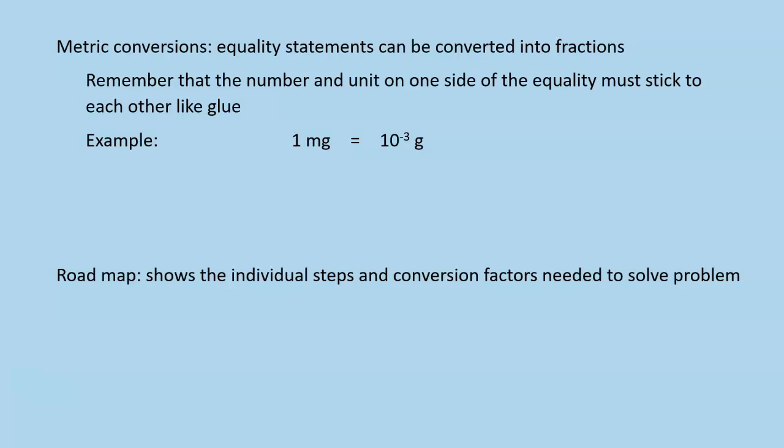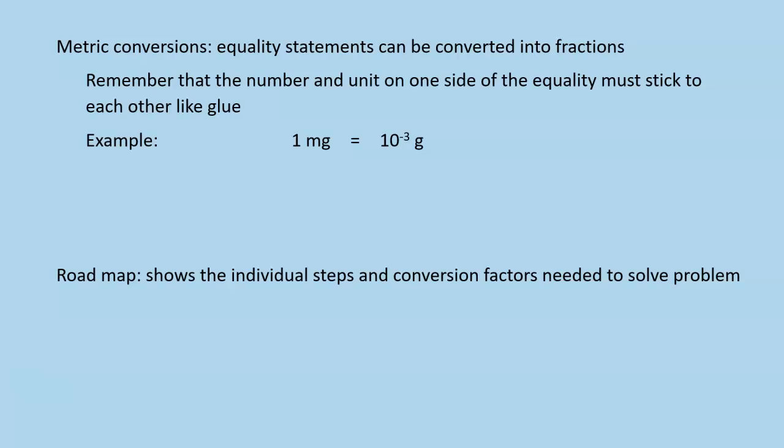Now, the next thing we're going to talk about is how to convert between a prefix and the base unit. To do that, we want to take a second to talk about conversion factors. Metric conversions are going to be equality statements, and those can be converted into fractions. But remember that when we're creating fractions from these equality statements, we cannot separate the number from the unit.